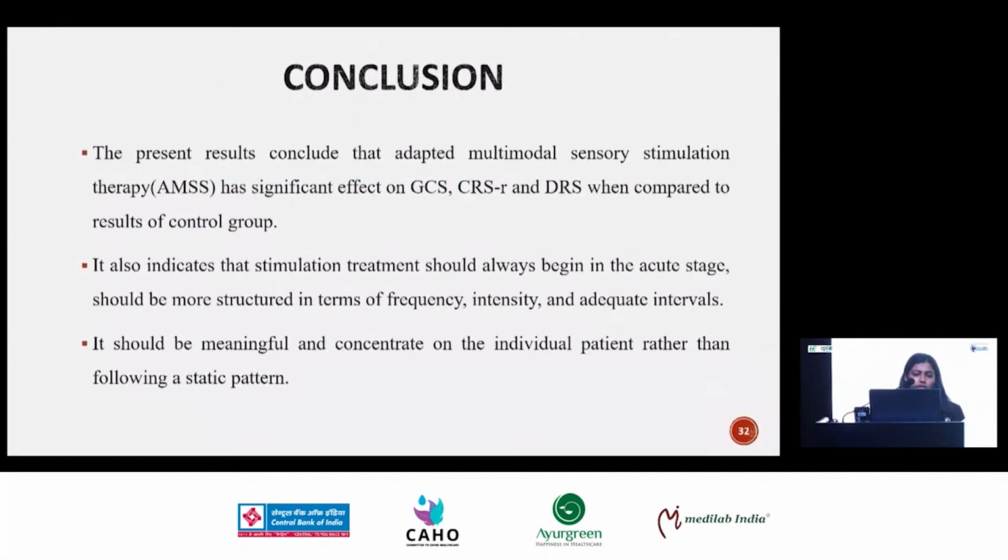Conclusion: the present results conclude that adapted multimodal sensory stimulation has a significant effect on the GCS, CRS-R and DRS when compared to the results of the control group. It also indicates that stimulation treatment should always begin in the acute stage, and should be more structured in terms of frequency, intensity and adequate intervals. It should be meaningful and concentrate on the individual patient rather than following a static pattern.